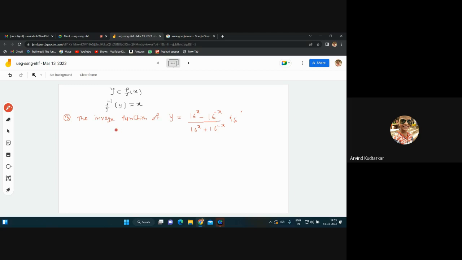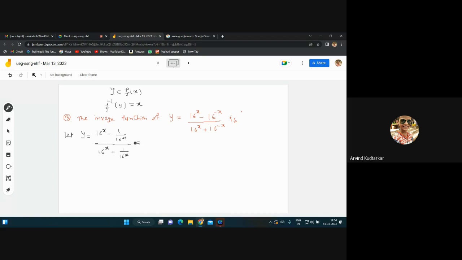And how to get this value here? So you have to simplify the value of the function. Let y be equal to 16 raised to x minus 16 raised to minus x, and 16 raised to minus x is 1 upon 16 raised to x. So I need to find the LCM. So what is that LCM? The LCM is 16 raised to x, so we get (16^x − 1/16^x) upon (16^x + 1/16^x).